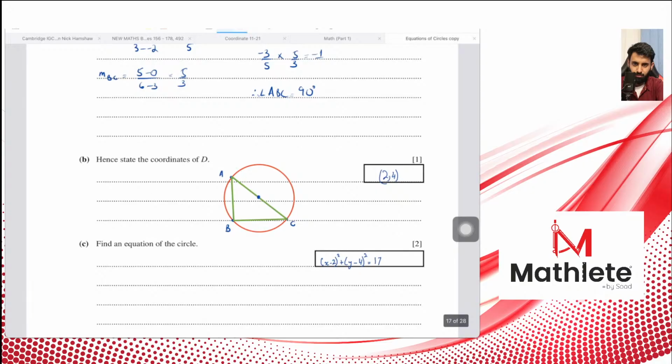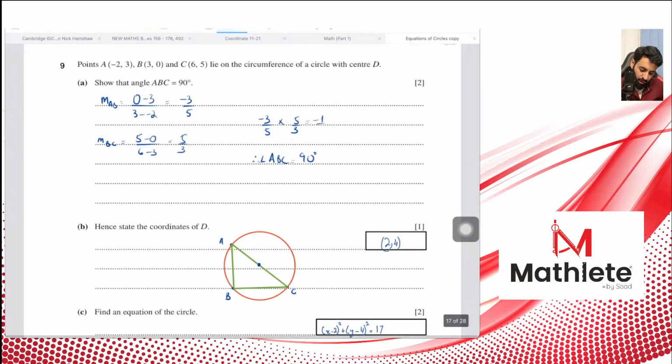Yes, that means it's the diameter. That's correct. Okay, so if it's the diameter, how do we find out the coordinates of the center D? We can do that by simply finding out the coordinates of the midpoint. So we have the coordinates of A, we have the coordinates of C, 6, 5. Now all I got to do is find out the midpoint.